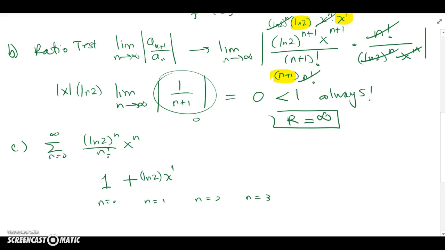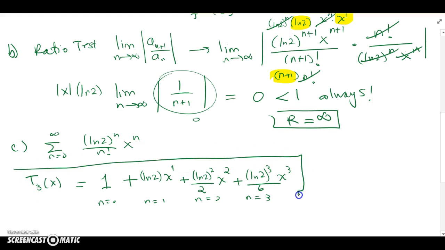and 1 factorial is just 1 anyway. Plus when I put in 2, I get ln of 2 squared over 2 factorial, which is just 2, x squared. Plus when n is 3, I get ln of 2 cubed, x cubed, over, I'm sorry, 3 factorial, which is 3 times 2, which is 6. And all I needed to do was go up to the third degree Taylor polynomial.